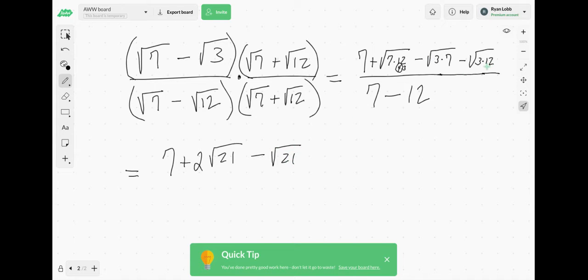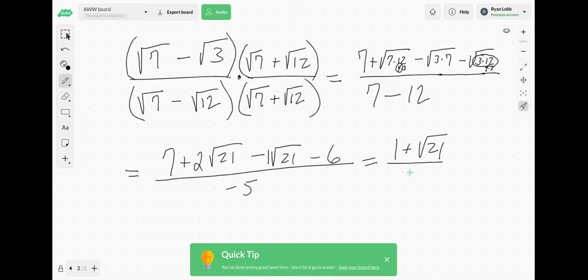And over here, what do we have? We have, again, here 4 times 3. If you look at all this, we have the square root of 4 is 2. 3 times 3 is 9. The square root of 9, right? And in this case, if we look at all this, that's 36. And the square root of that is 6. So we have minus 6 all over negative 5. Lastly, we have 7 minus 6 is 1. We have 2 square roots of 21 minus 1 square root of 21, which just leaves us with 1 square root of 21. And all that is over negative 5.